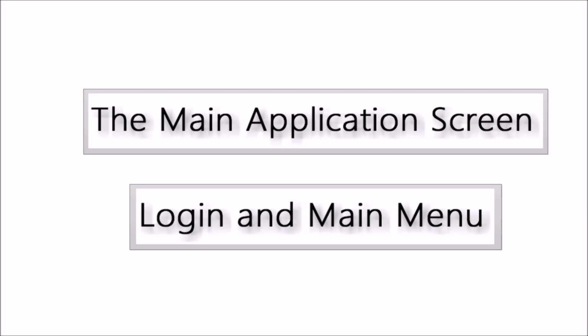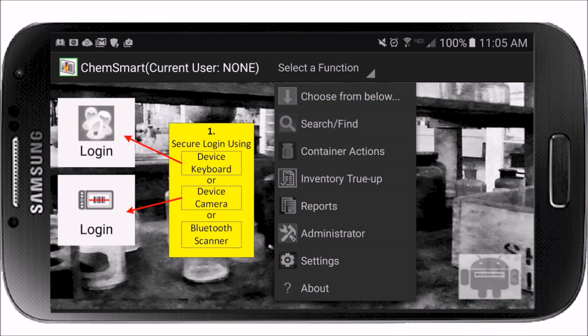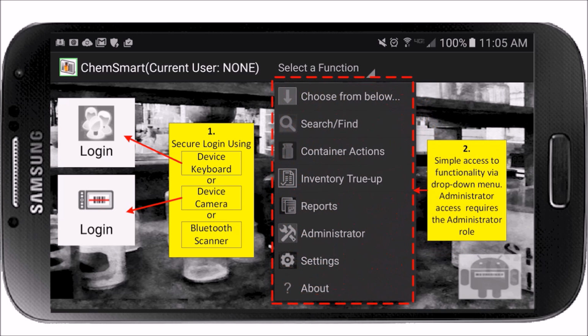In order to use the ChemSmart application you must first log in to utilize the range of operations and capabilities available from the main menu. There are 3 mechanisms for secure login provided by the ChemSmart application. The first involves entry of a username and password using the device keyboard. The second involves utilizing the device camera, and the third employs the use of a Bluetooth-connected barcode scanner. Simple access to application functionality is provided via the drop-down main menu. Access to administrator capabilities requires the administrator role.